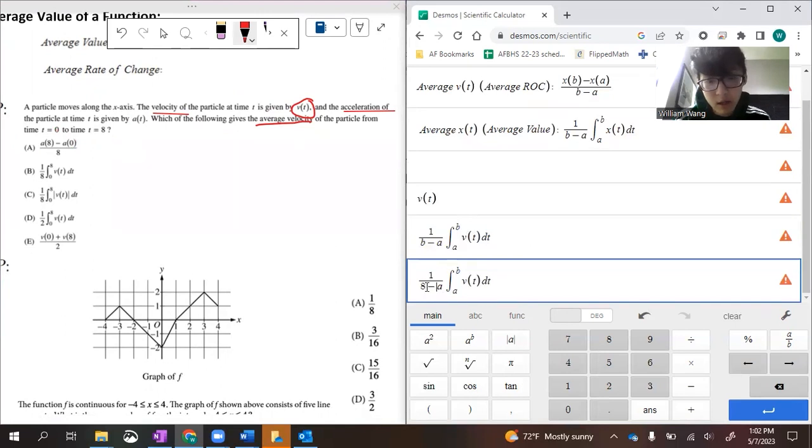So it's 1 over 8 minus 0, divided by 8 and 0. So this is my answer basically. And my answer choice is going to be B. Right. Couple other things here. This one's close, but the absolute value bars means it's speed. So this gives you your average speed.